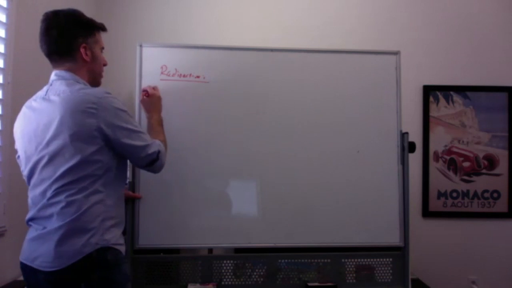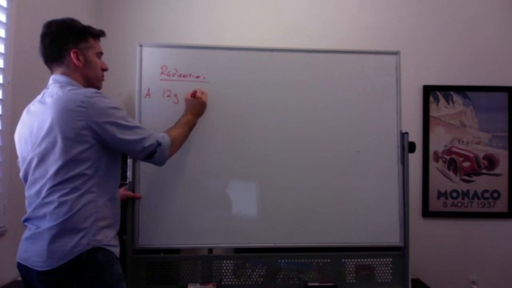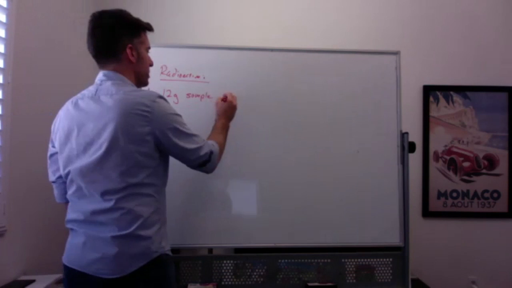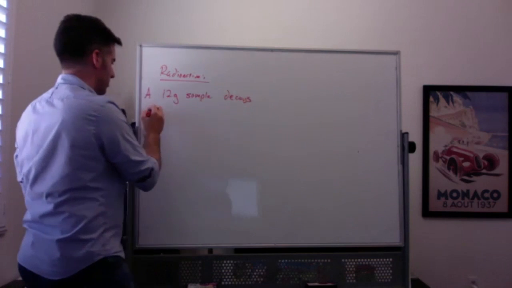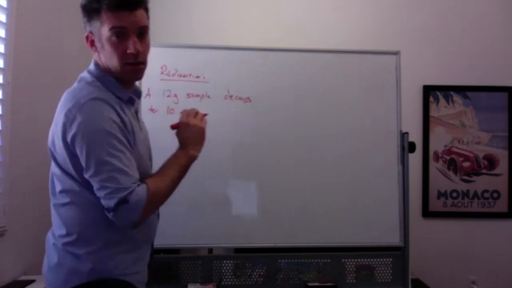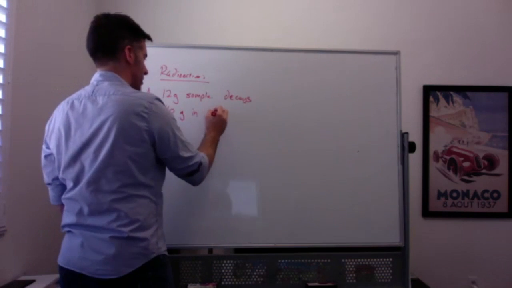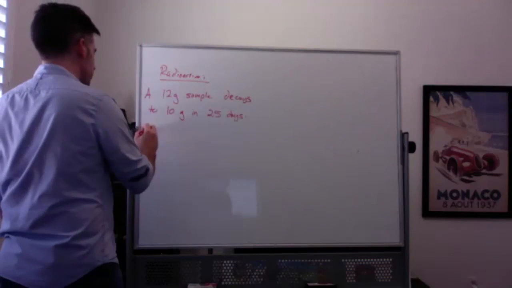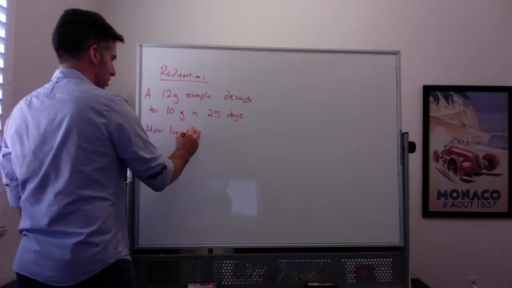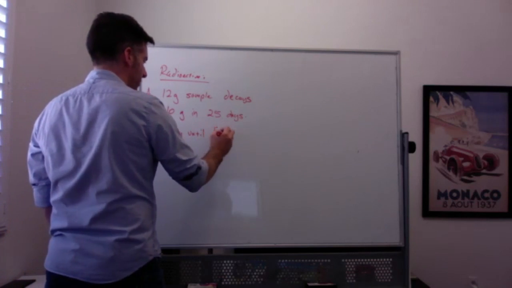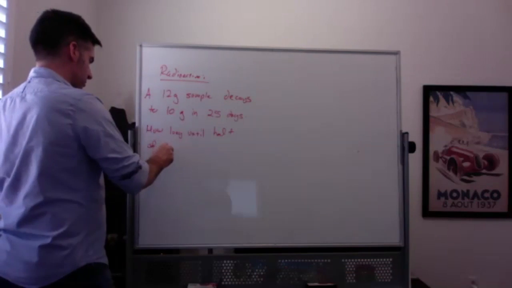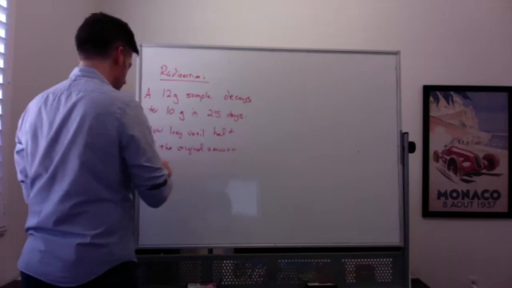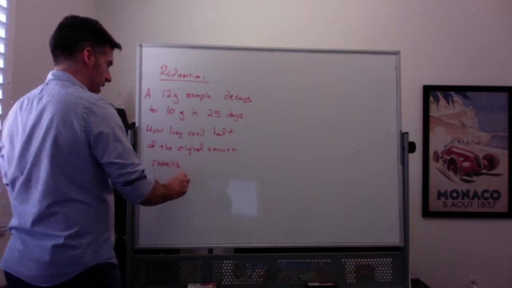And here's what we have. A 12-gram sample decays to 10 grams in 25 days. And the question is, how long until half of the original amount remains? Also known as the half-life.